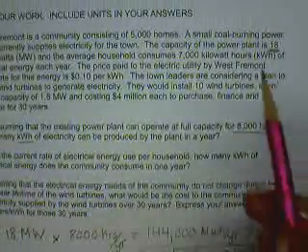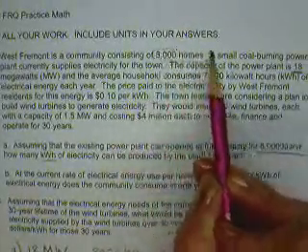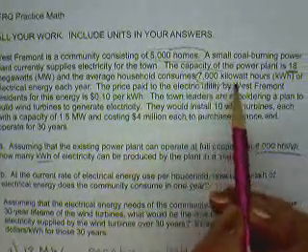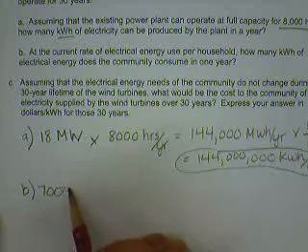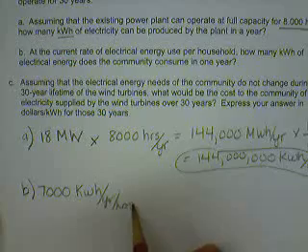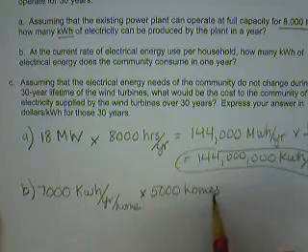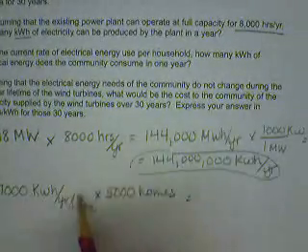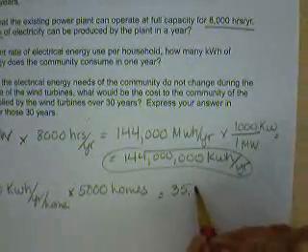So up here we find out that there are 5,000 homes in the community, and each household consumes 7,000 kilowatt hours. So this is a pretty easy math problem, as long as you can find out the numbers that it wants. So 7,000 kilowatt hours per year per home times 5,000 homes in the community. And so 7,000 times 5,000 gives us 35 million.